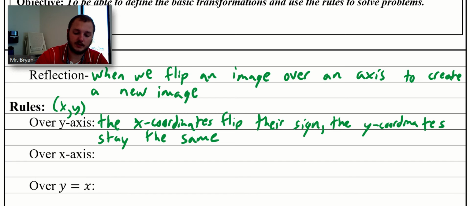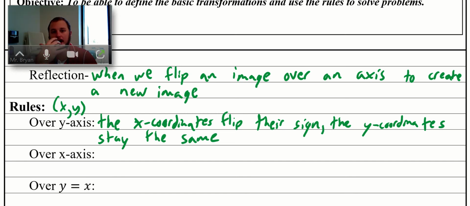Okay, that would be our rule here, and I'll show you an example to practice that a little bit, but that is our rule. X coordinates change their signs, Y coordinates stay the same. All right, next one here. Let's say I change it. So instead of reflecting over the y-axis, going like this, I want to reflect over the x-axis, so going down and up, or up and down over the x-axis.